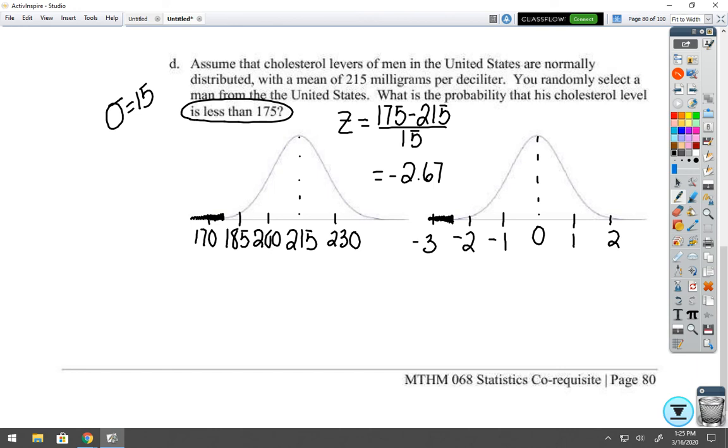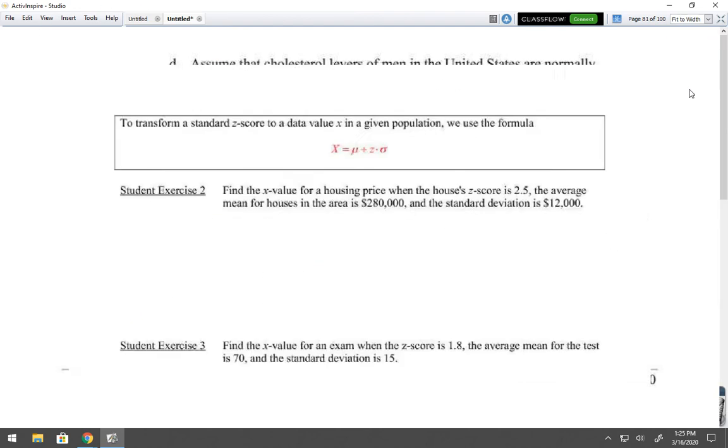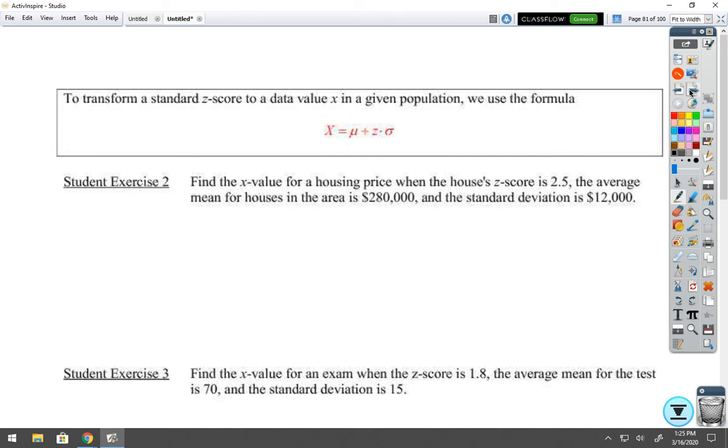Last part for this particular chapter, or this section, I should say. So it says to transform a Z-score to a standard value, we'll use a separate formula. This separate formula says you can find the X statistic. Remember, that's the statistic. If you take mu, where you want the center to be, and you add the Z-score times the standard deviation. Okay, so it says on the first question, find the X value for the housing price when the housing's Z-score is 2.5.